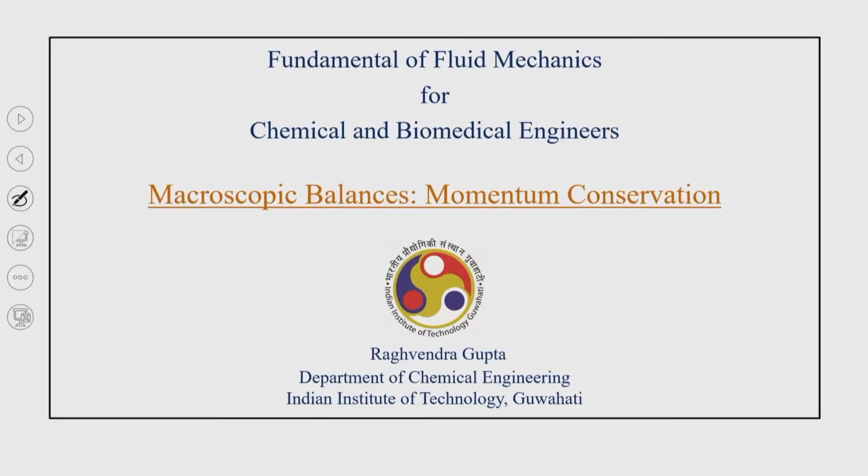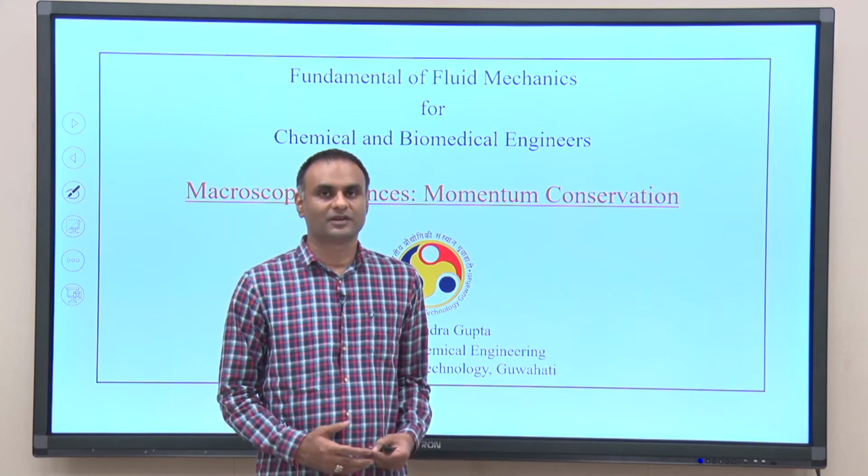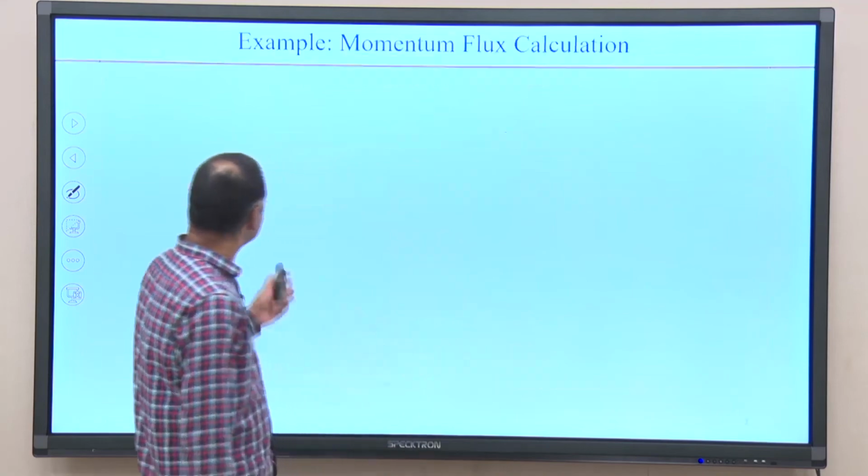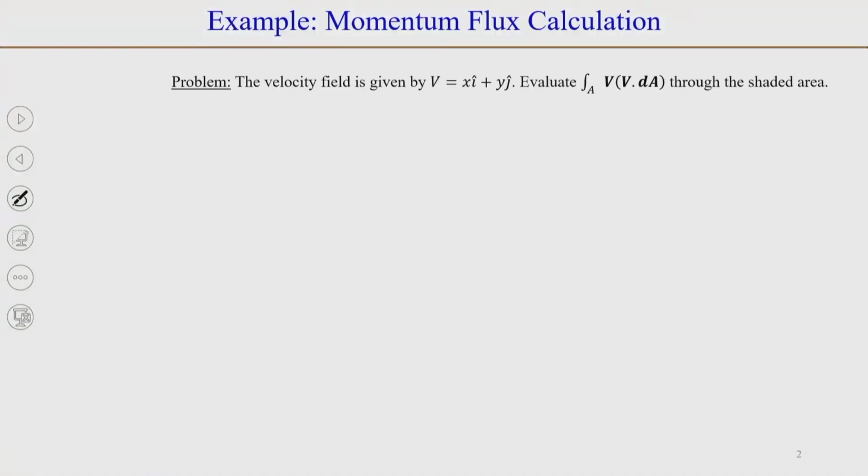In this lecture, we will look at some further examples for momentum conservation, the macroscopic balance. The first example we looked at when we were talking about mass conservation was the problem where we calculated the volumetric flow rate, which is V dot dA through this plane. Now, we can calculate momentum flow per unit. If we put rho into this, then that will become momentum flow.